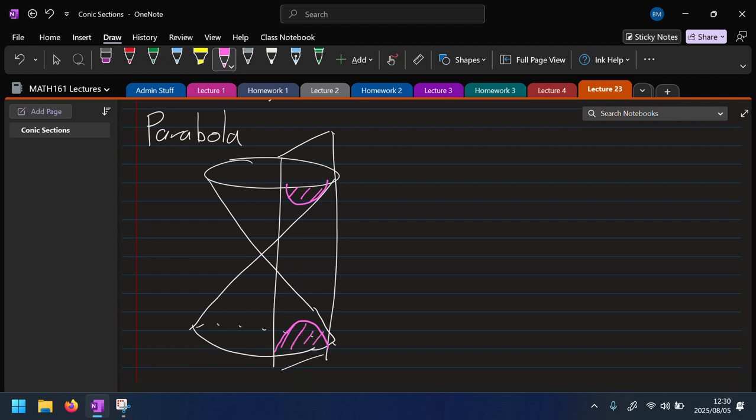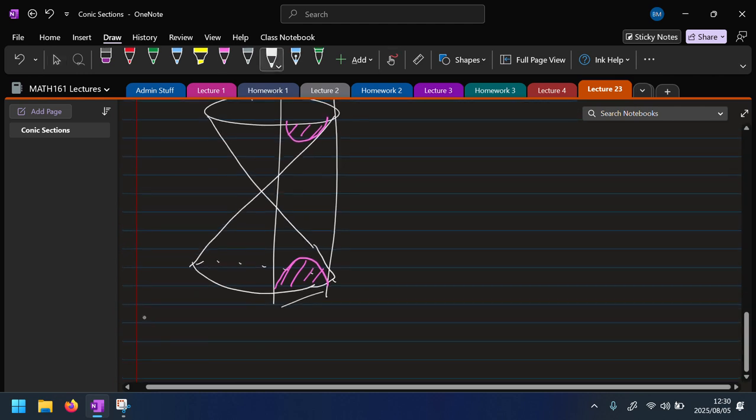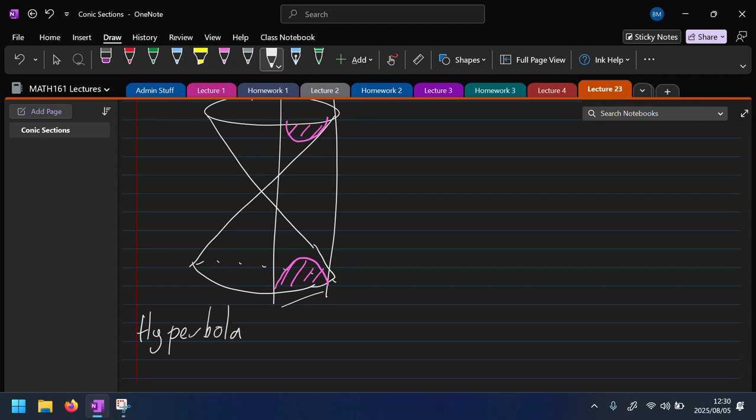Okay, so you cut it vertically, and then that cross-section that you see at the top and the bottom, that's going to be a hyperbola. Okay, so this is why we call these three conic sections. So you take a cone, find the cross-section, and then you get conic section. Okay, so that's where it comes from.